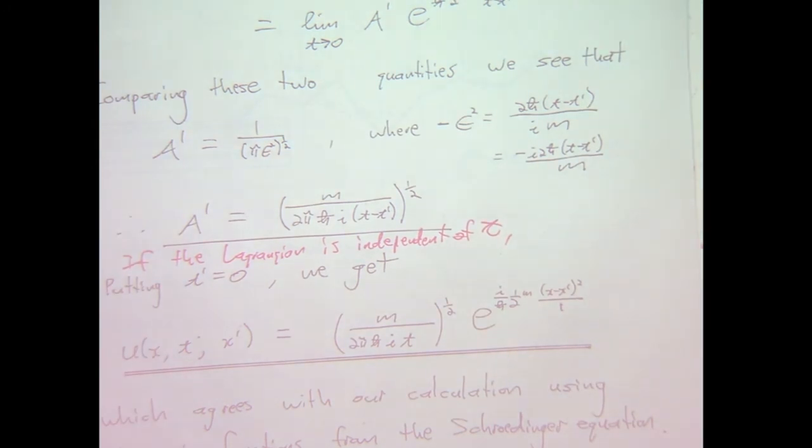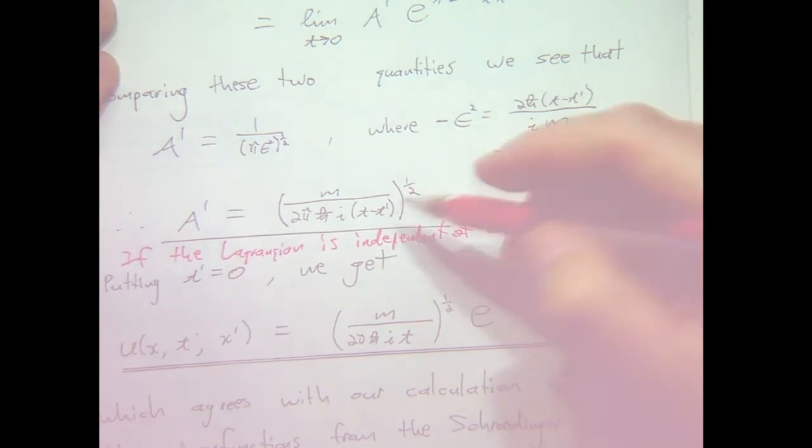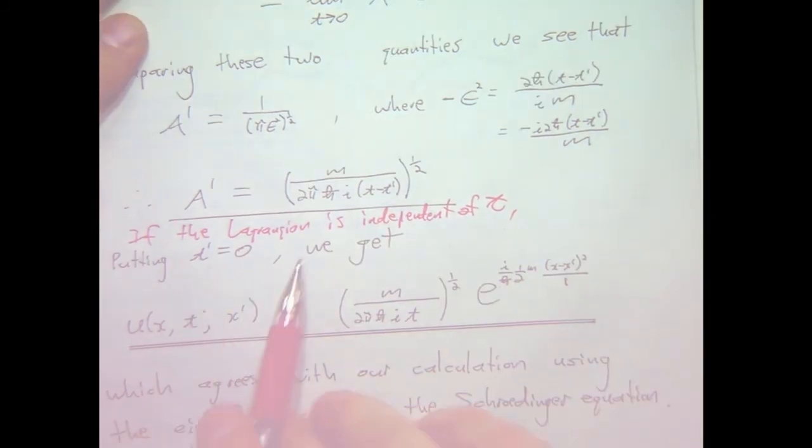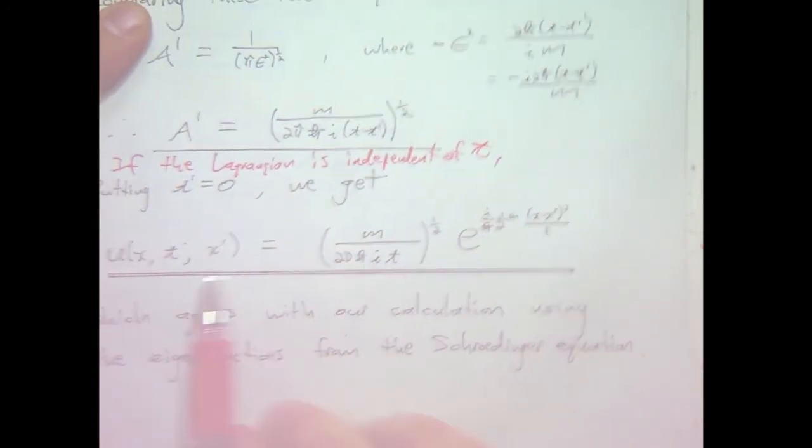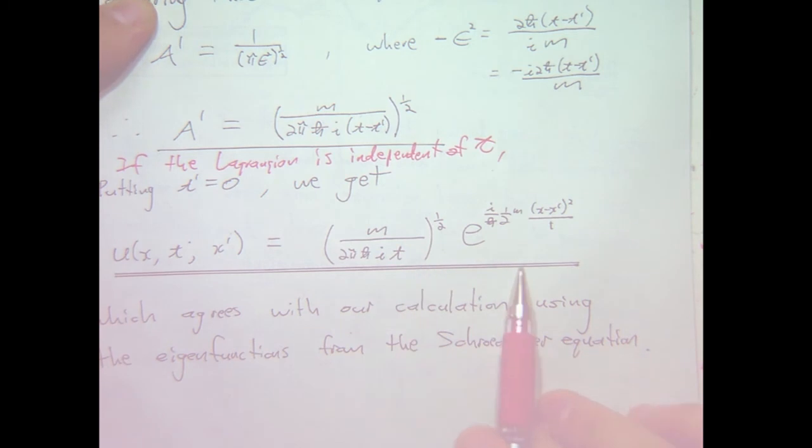Then it doesn't matter if we pick out a particular time as the origin. Then t prime equals zero. Put t prime equals zero, and we get the propagator that looks familiar.